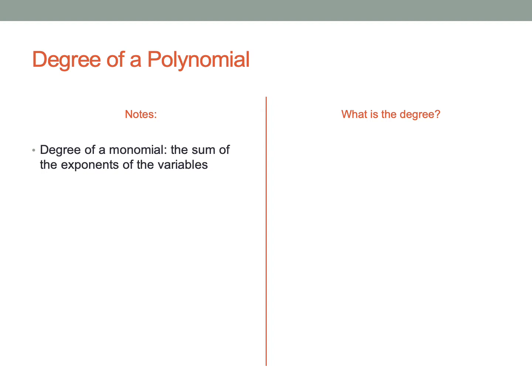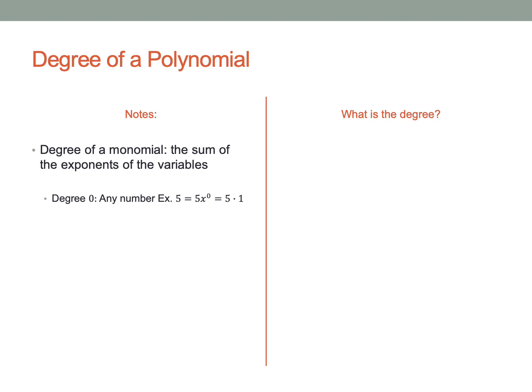So let's just do a couple of examples. So degree 0 would be any number. So like 5. That's because 5 really can be written as 5 times x to the 0. So 0 is the degree of the exponent, right? Because x to the 0 is 1. So 5 times 1 is still 5.